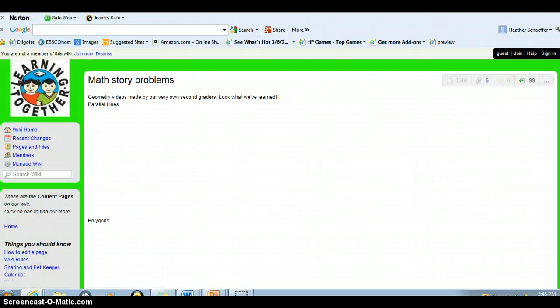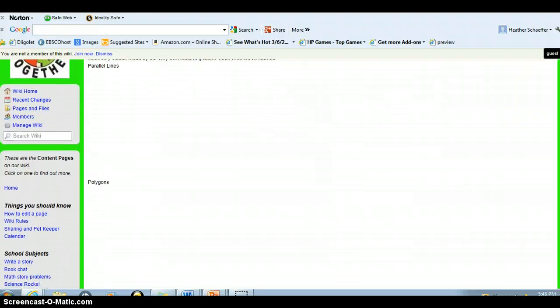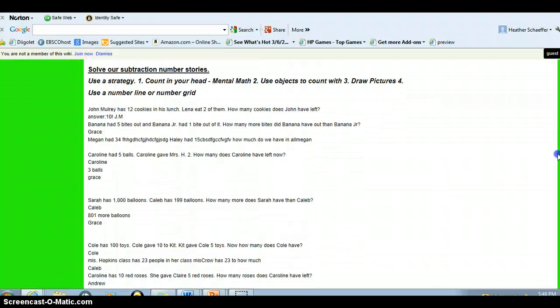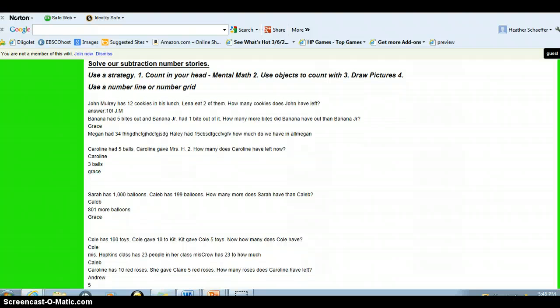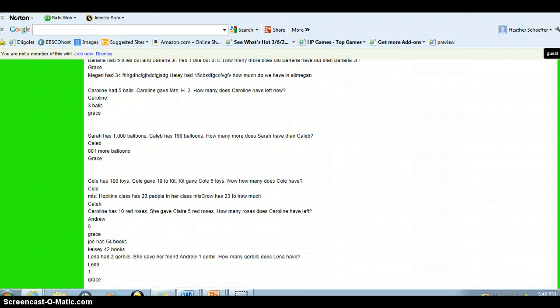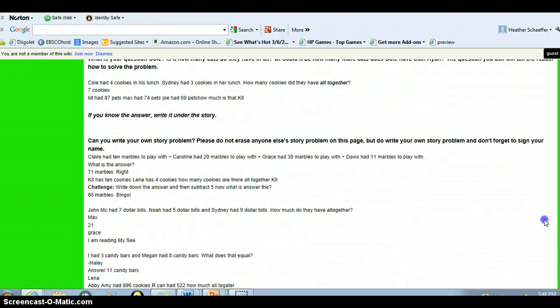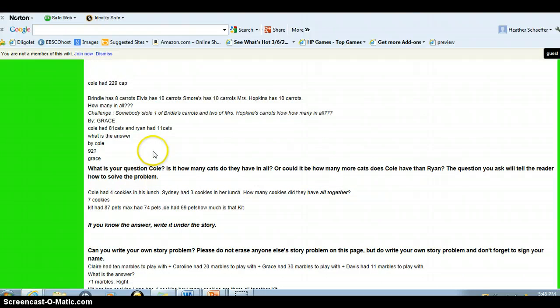Here's her math page. Up here, they're not loaded yet, but she made videos that show what the second graders had learned so far. Down here it says, to solve our subtraction number stories. They were working with subtraction word problems. They created their own word problems. Down here I'll show you a great example of how you can write a comment to one of your students.